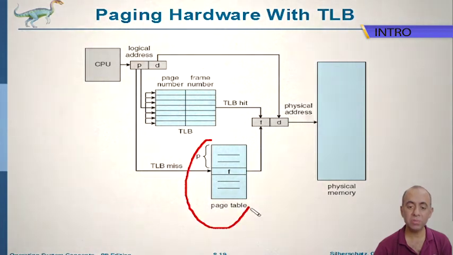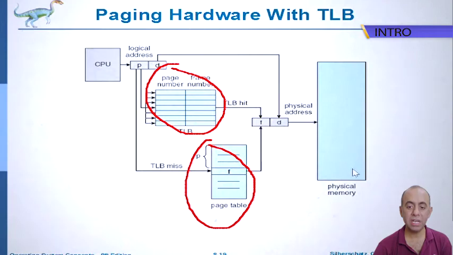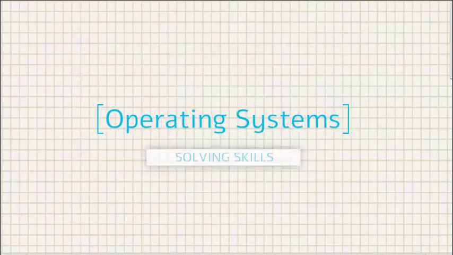Sometimes the page table of a process is not available in the TLB. That scenario is called TLB Miss.